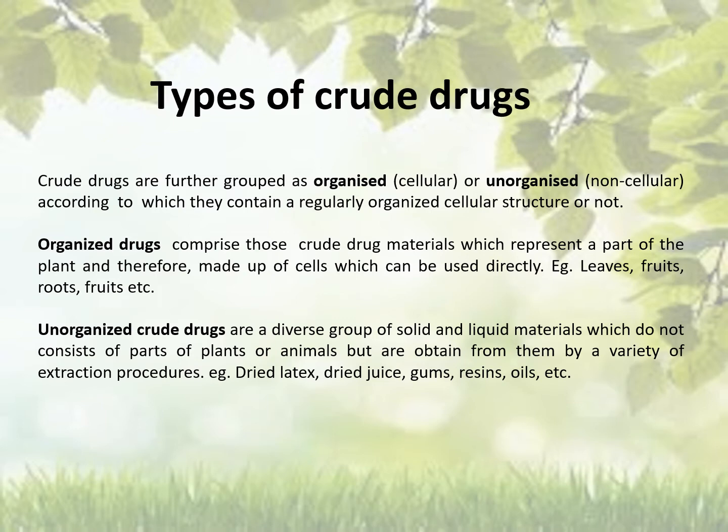Okay. Now, what are unorganized drugs? Unorganized crude drugs are a diverse group of solid and liquid materials which do not consist of parts of plants or animals but are obtained from them by a variety of extraction procedures. Examples: latex, juice, gums, resins, oils, etc. Unorganized crude drugs lack morphological and anatomical organization, meaning they are not composed of cells, and are usually derived from the parts of the plant or animals.